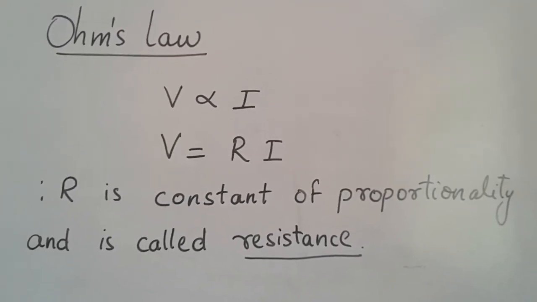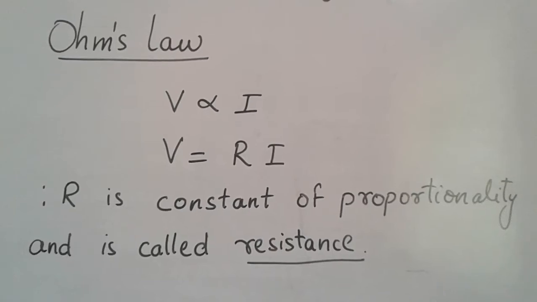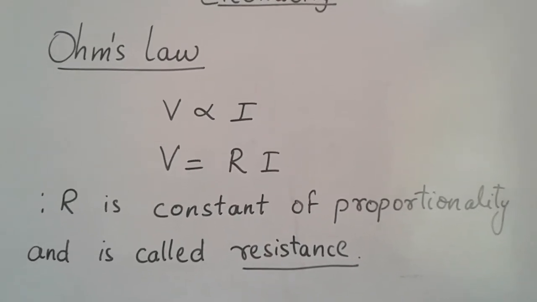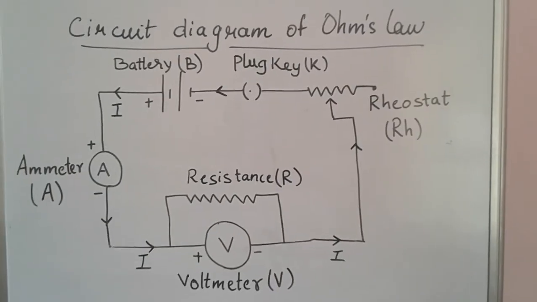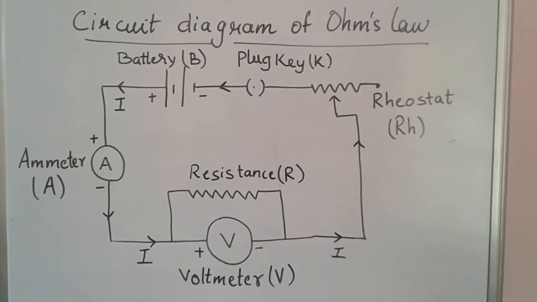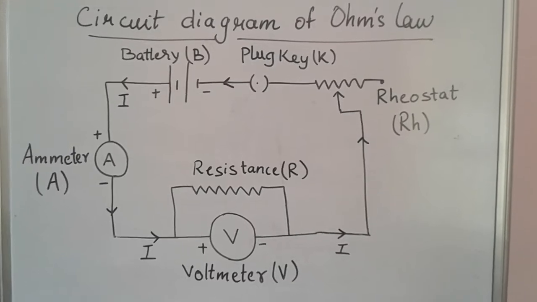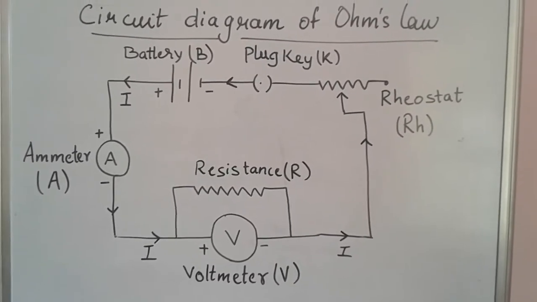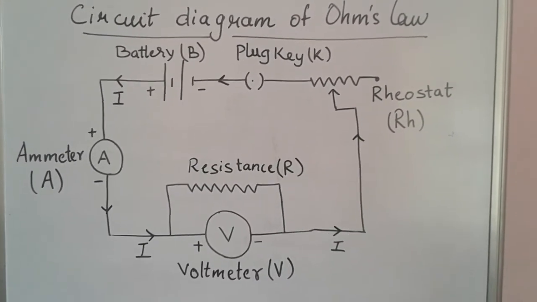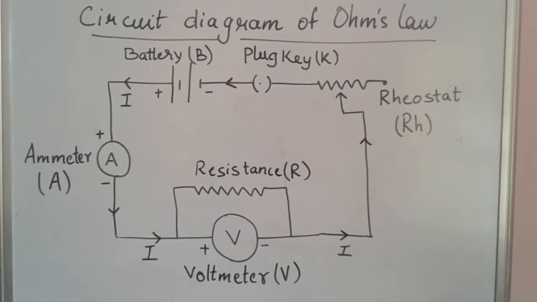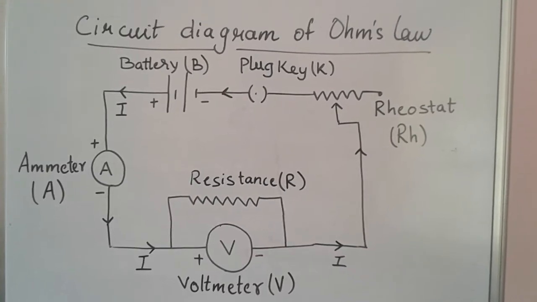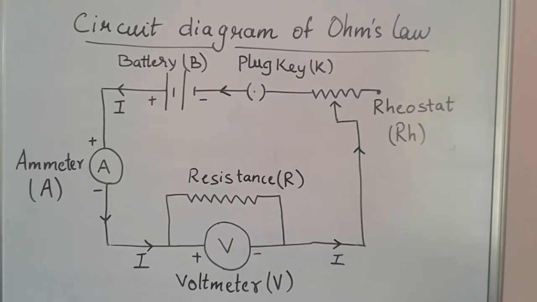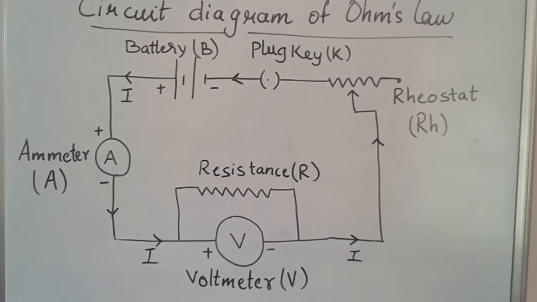But today, now we will see the circuit diagram of Ohm's law, which is very, very important. Children, this is the circuit diagram of Ohm's law. You can see here there are 6 electrical components which are connected in the circuit diagram. The first one is the battery B. The positive terminal of it is connected to the ammeter A.